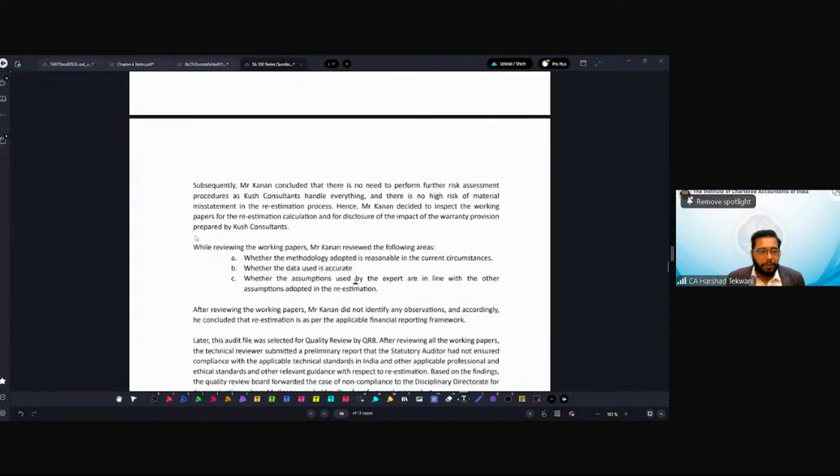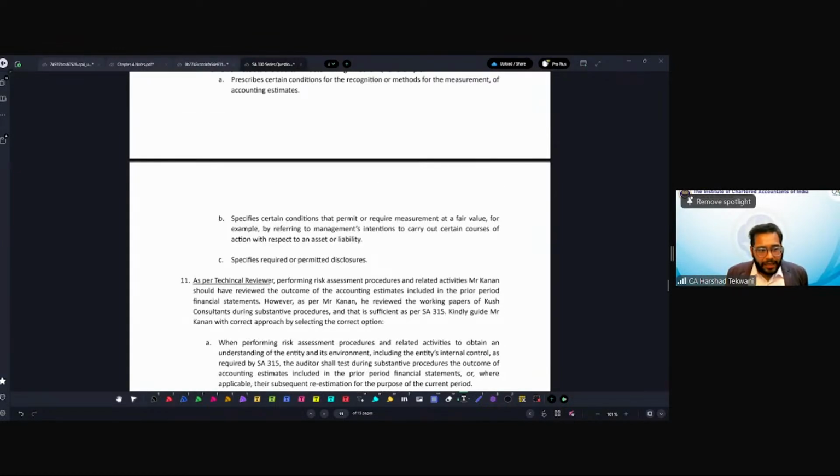Subsequently, Mr. Kannan concluded that there is no need to perform further risk assessment procedures as the push consultants handled everything and there is no high risk of material misstatement in the re-estimation process. Hence, Mr. Kannan decided to inspect the working papers for the re-estimation calculation and for the disclosure of the impact of the warranty provision by the push consultants. Now, let's understand this particular question. There is one question on this particular part. Let's understand this.